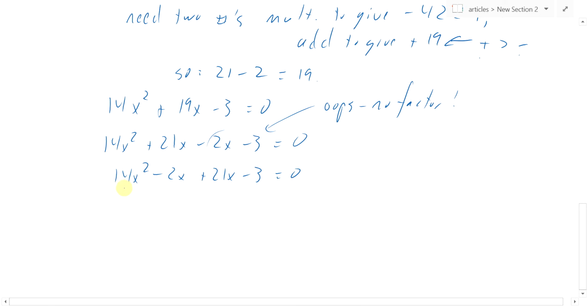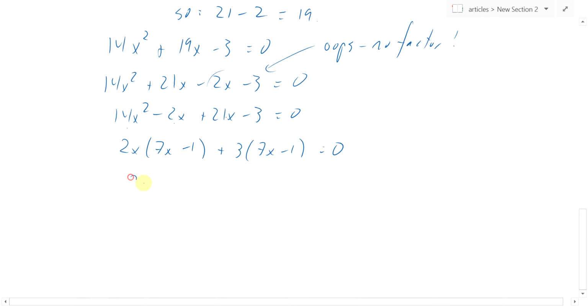And now we can factor, right? I can factor 2x out of these two, leaving with a 7x minus 1. And I factor a 3 out of these two, leaving me with a 3 times 7x minus 1. And that's what I'm looking for. Now I can factor out the 7x minus 1s. And so we have 2x, that's an x, plus 3 times 7x minus 1 equals 0.